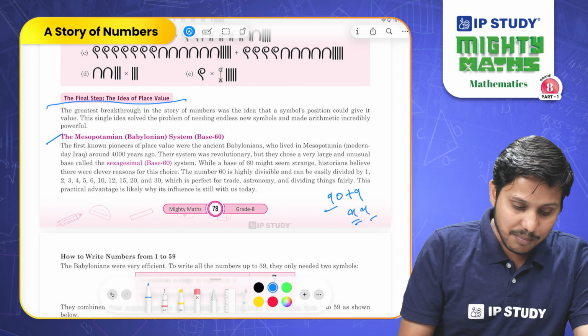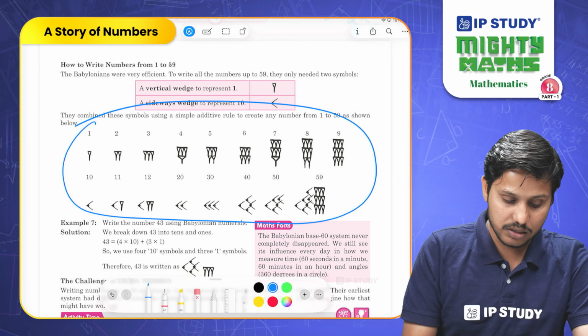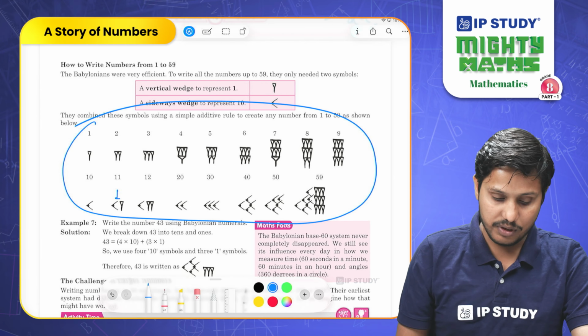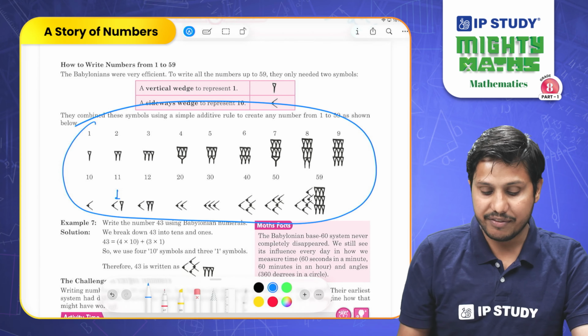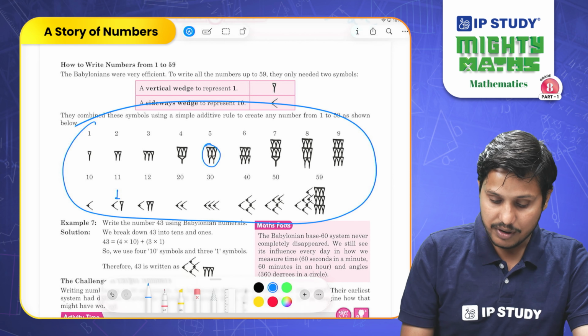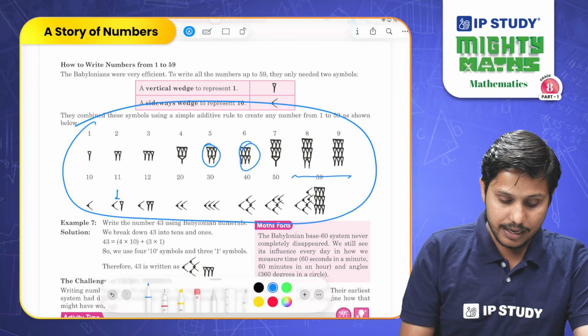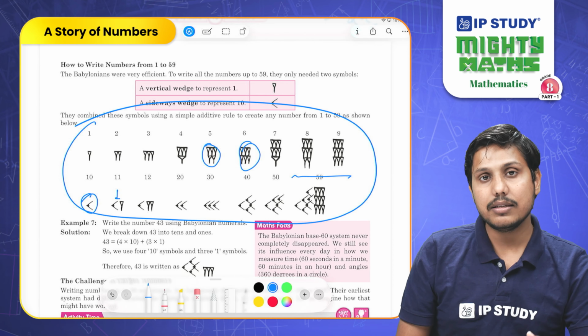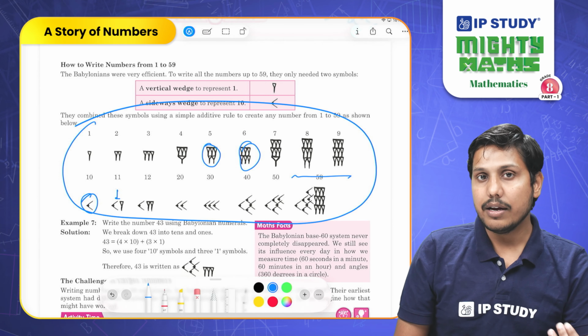One example of the place value system was the Mesopotamian or Babylonian system, which used base 60 but was based on place value only. They used these symbols to write the numbers, called wedges. This is called a slanting wedge and this is called a vertical wedge, and they used these wedges to form different numbers. Like for 5 we have 5 small wedges, and for 6 we have 6 small wedges, and so on. And for 10 we have what we can call a horizontal wedge.